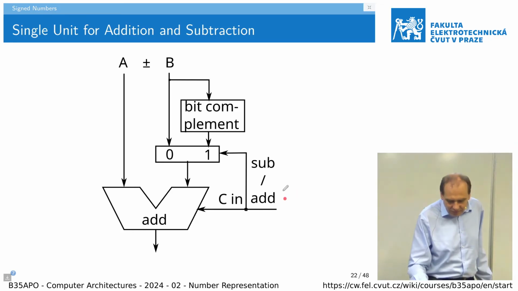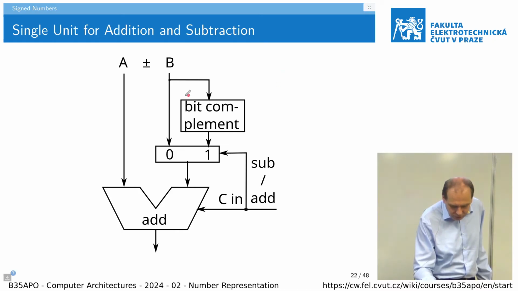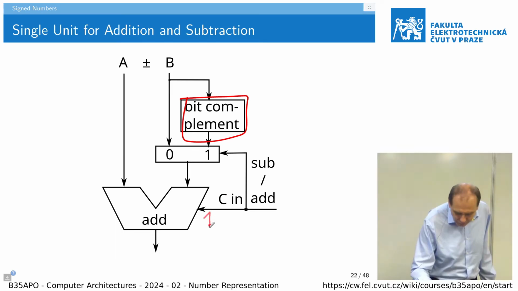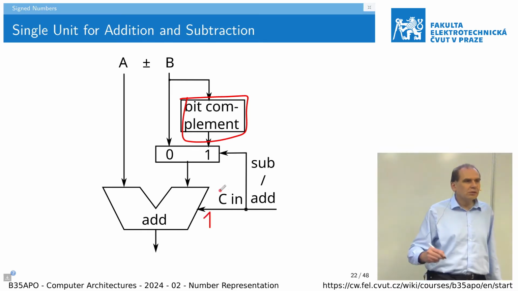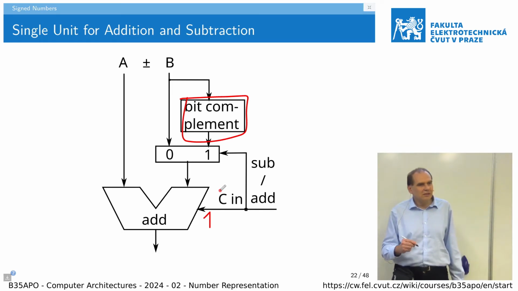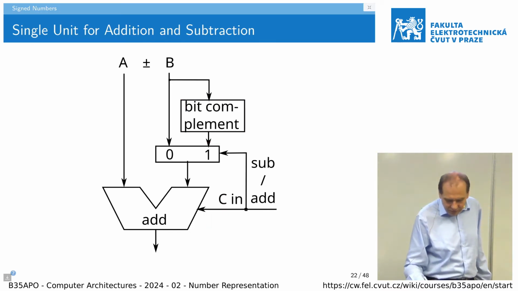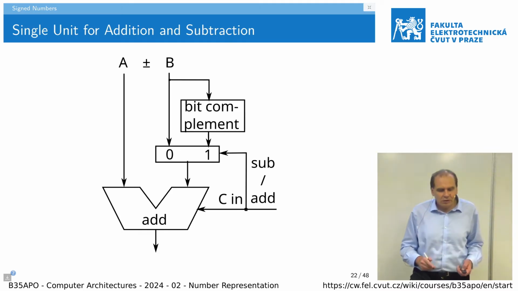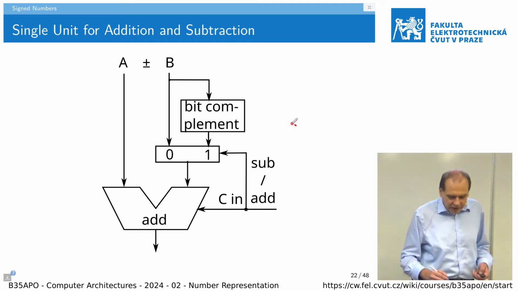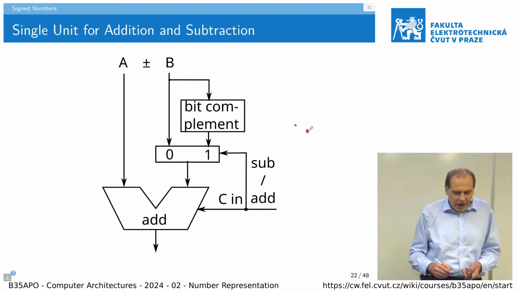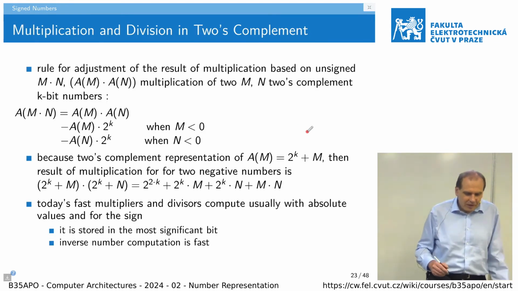And then if we want to switch between addition and subtraction, for subtraction we only need to do a bit complement of the input and push a carry 1 to the first full adder in the circuitry. So this is the structure which is typically used in the processor to implement add and subtract. And in fact, both operations are of the same complexity.